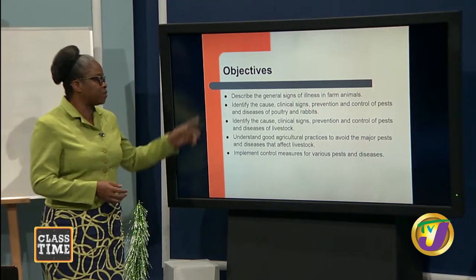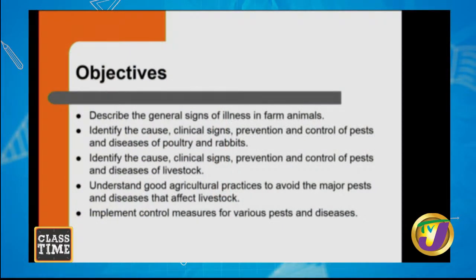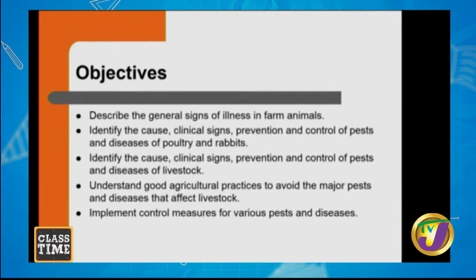One, describe the general signs of illness in farm animals. Two, identify the cause, clinical signs, prevention and control of pests and diseases of poultry and rabbits. Three, identify the cause, clinical signs, prevention and control of pests and diseases of livestock. And four, understand good agricultural practices to avoid the major pests and diseases that affect livestock. And finally, we want to be able to implement control measures for various pests and diseases.